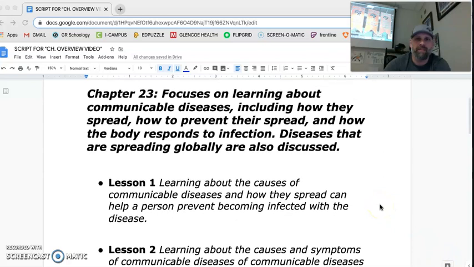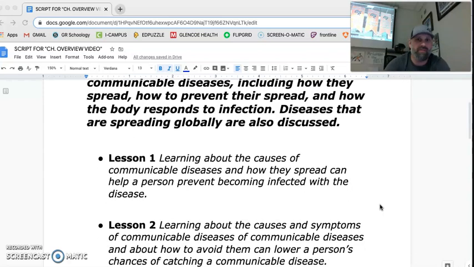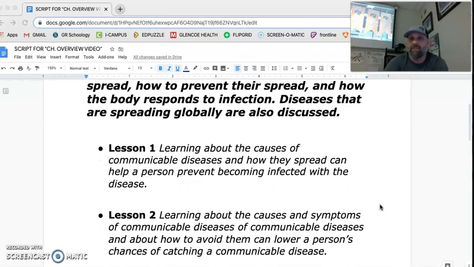But chapter 23 focuses on learning about communicable diseases, including how they spread, how to prevent the spread of those diseases, and how the body responds to infection. Diseases that are spreading globally are also discussed. We're going to talk about epidemics, we're going to talk about pandemics, and all of the above. So, interesting information.